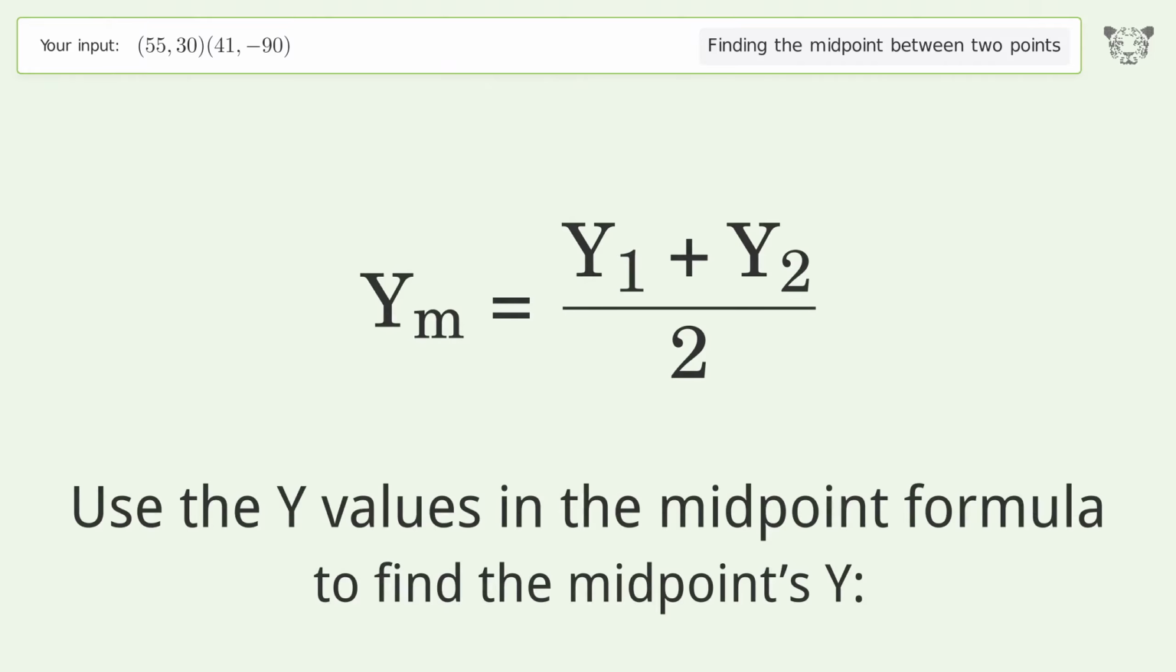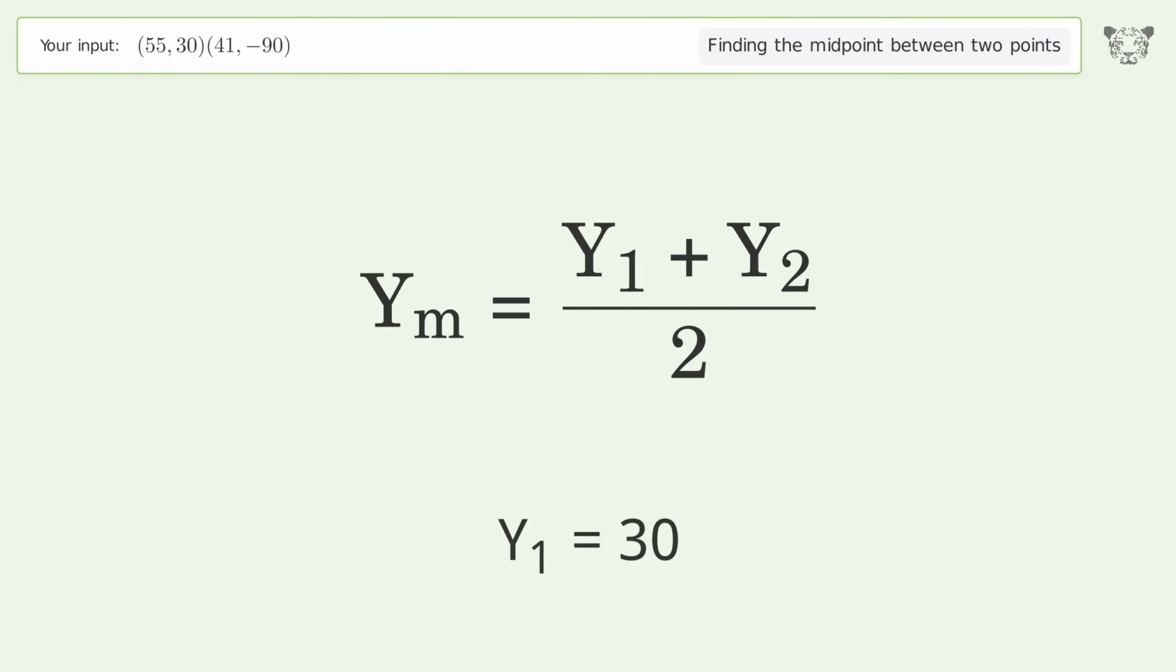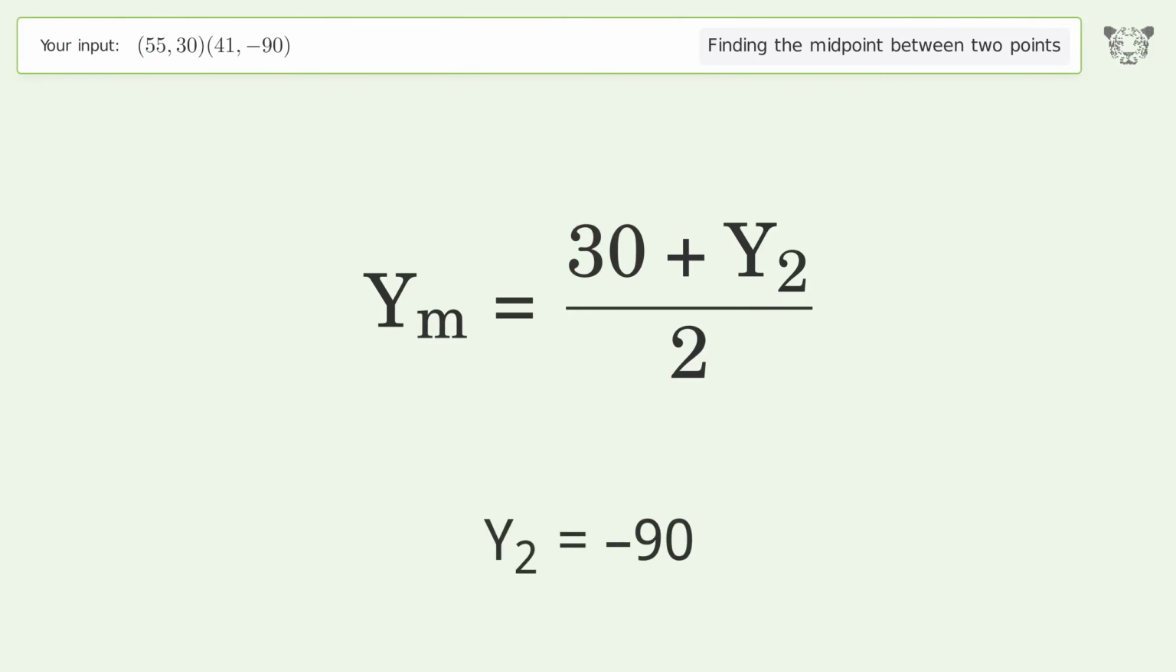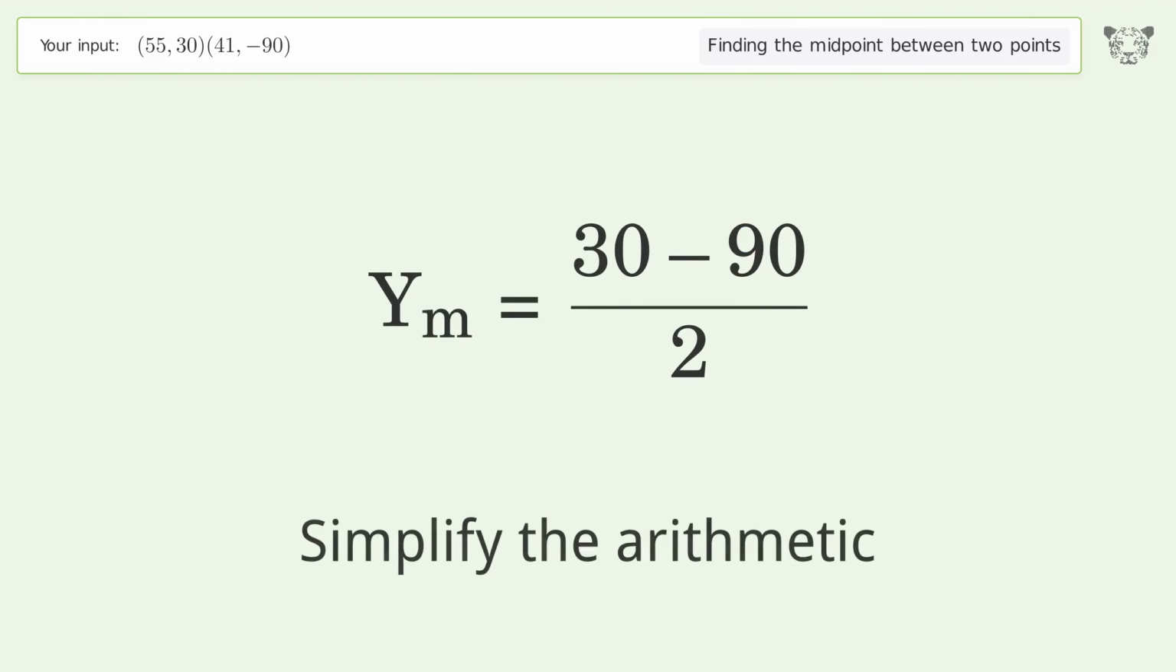Use the y values in the midpoint formula to find the midpoints y. y1 equals 30. y2 equals -90. Simplify the arithmetic.